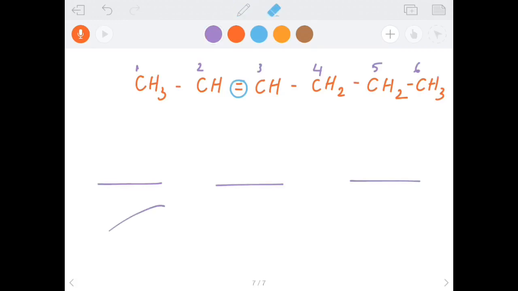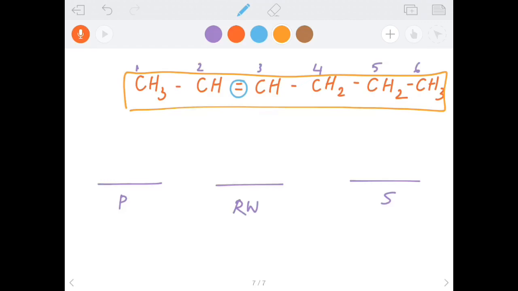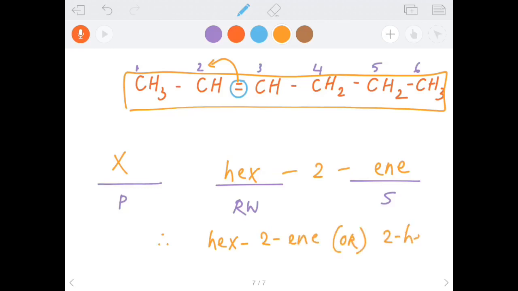So let us put it together now. The format is going to be a prefix, a root word, and a suffix. There is absolutely nothing outside my chain, so I'm not going to have any prefix. I notice that there are 6 carbon atoms, so my root word is going to be hex. You notice that there's an -ene as my suffix, and you need to take it at position 2, because the double bond lies between 2 and 3, and the smallest number between 2 and 3 is 2. So my answer is going to be hex-2-ene, or sometimes just written as 2-hexene.